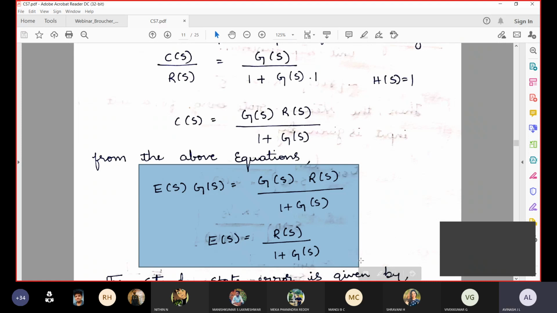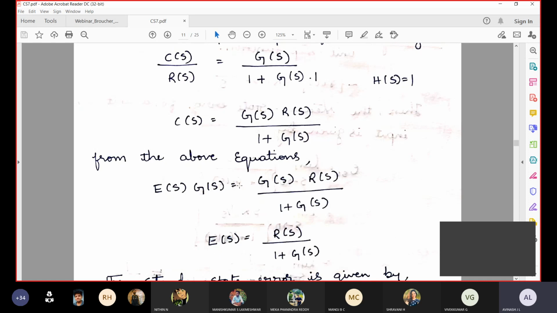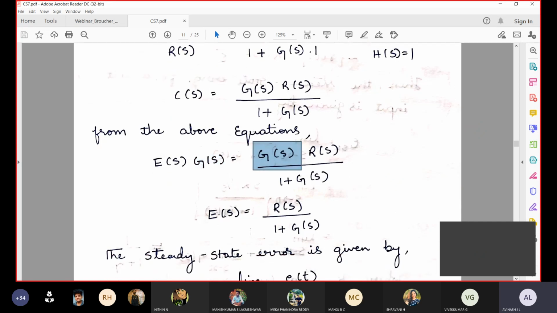You see this one, all of you? E of s into G of s will be equal to G of s into R of s divided by 1 plus G of s. Will you able to get it? Yes, sir. Okay. Now here G of s and G of s get cancelled because in the right hand side and left hand side there is a G of s multiplication factor in the numerator. This G of s and G of s cancel each other. When G of s cancels, we will be left with E of s equal to R of s divided by 1 plus G of s. Clear?